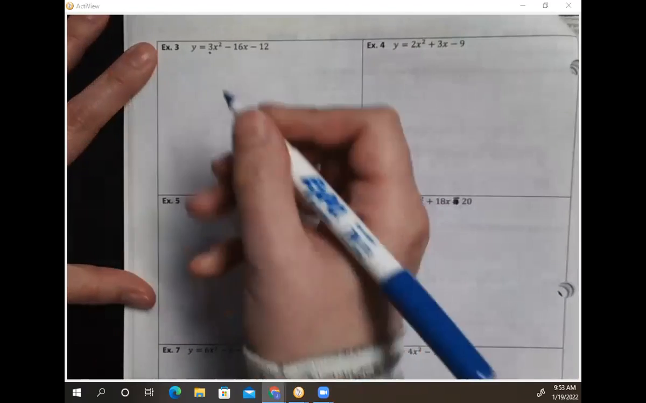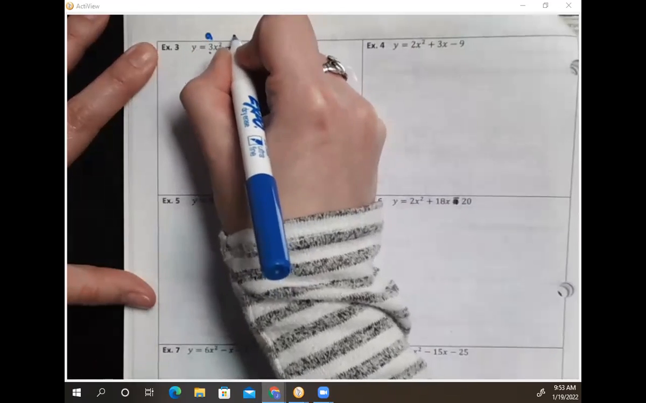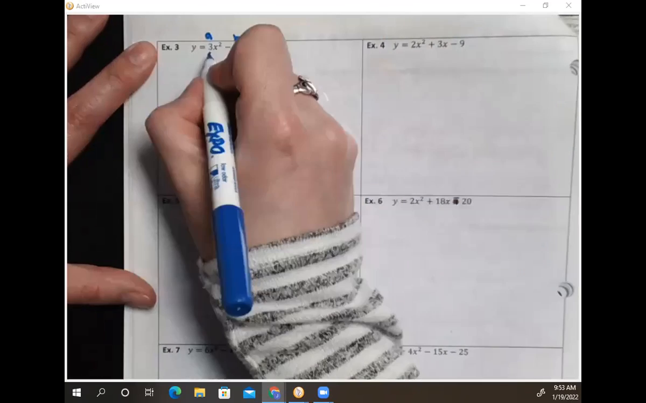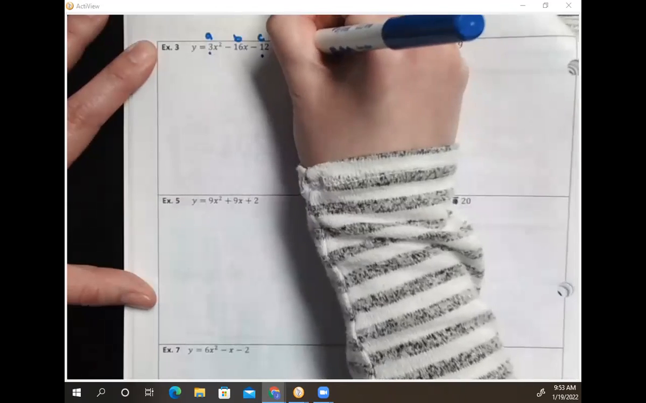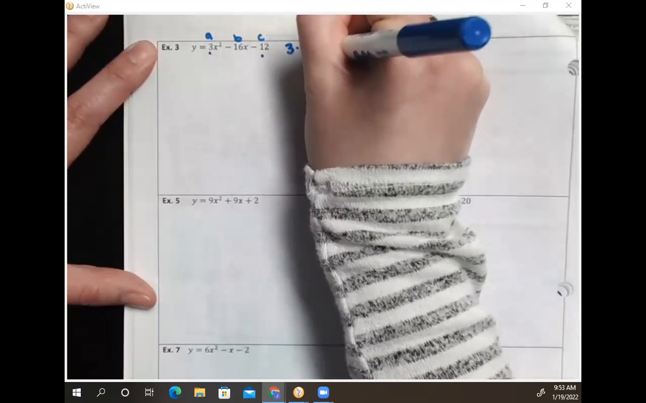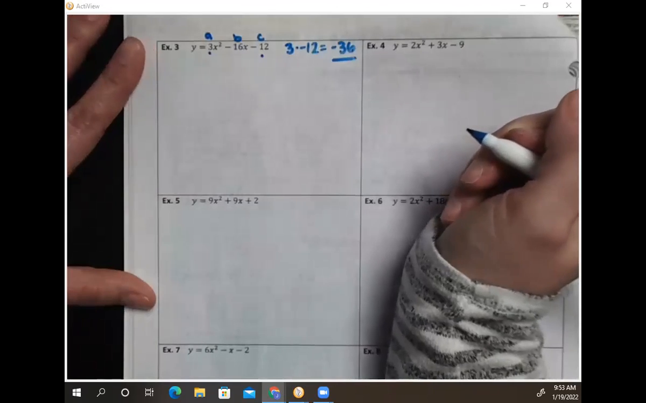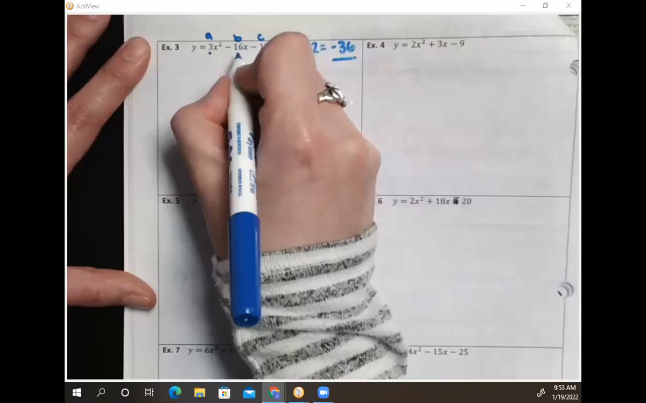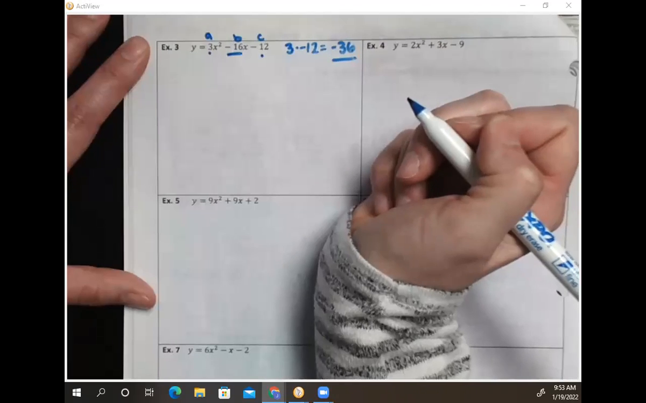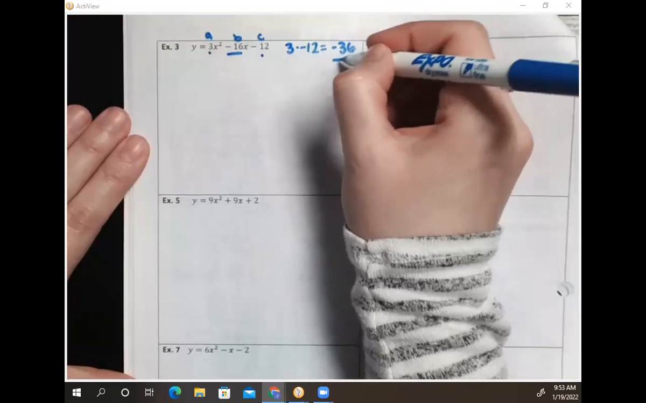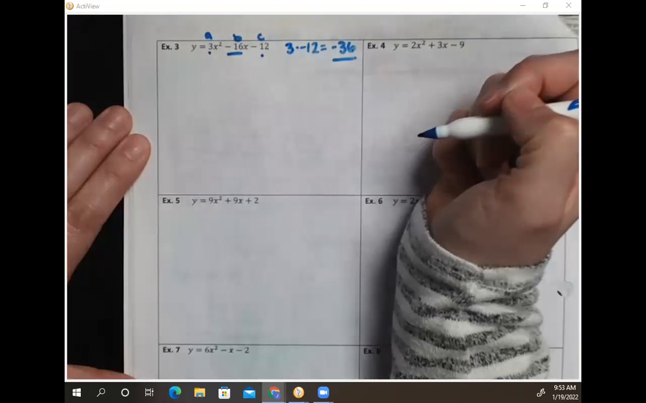Now here's why it's called AC method. Remember that this is our A value, this is our B value, and this is our C value for standard form. So it's called AC method because we take our A value and our C value and multiply them together. So 3 times negative 12, that would give us negative 36. And then what we're going to look for are factors of negative 36 that add to our B number. So I get one extra step, but then it kind of looks like something we've done before. So I want factors of negative 36 that add to negative 16.